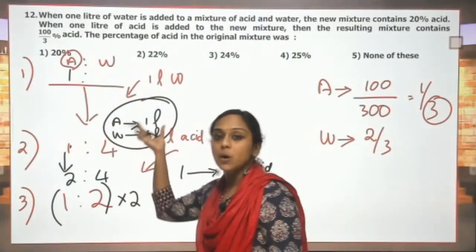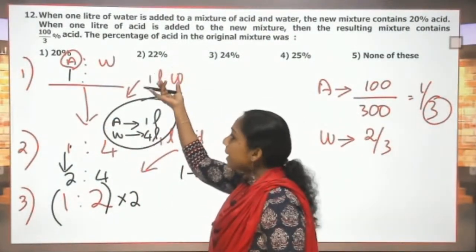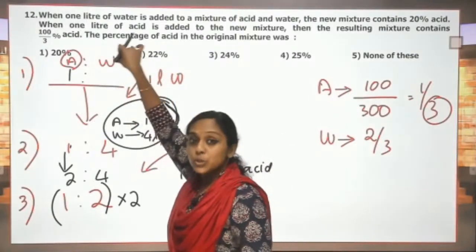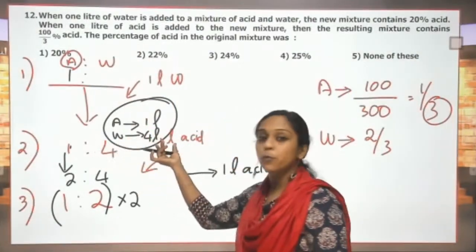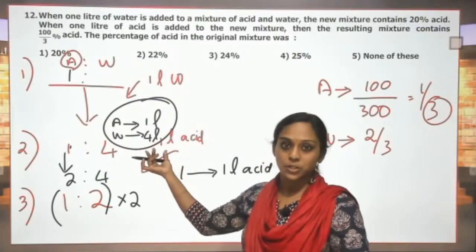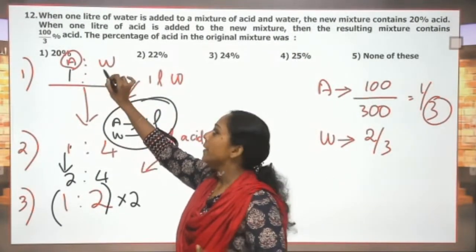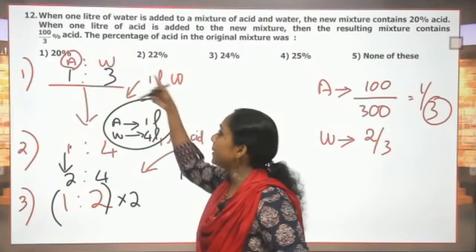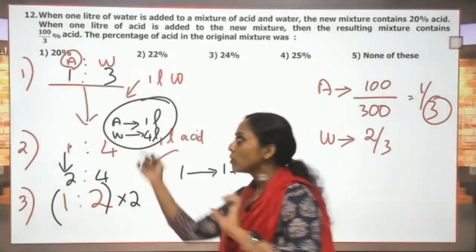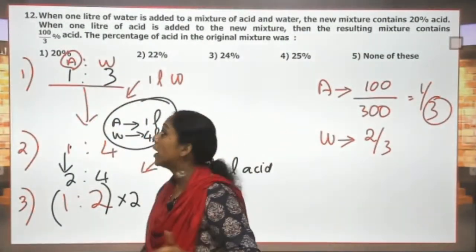Okay, next, water content. I added 1 liter of water to the initial mixture in order to get 4 liters of water in the second mixture. So what was the initial amount? That should be 3. 3 plus 1 will give you 4. So I got the initial ratio as 1:3.